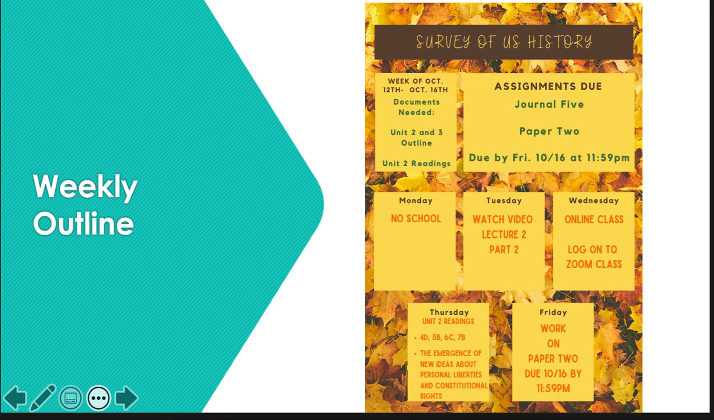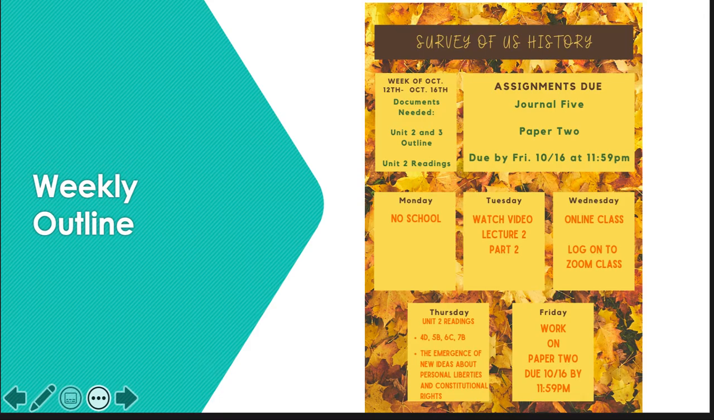Notice those first four readings, the 4D, 5B, 6C, and 7B, those are going to be from the ushistory.org website that is linked in Teams. That's in the general channel. And then the second reading there, The Emergence of New Ideas, is a PDF in your Unit 2-3 channel under readings in the files that you can find there. Any trouble finding those readings, please let me know.